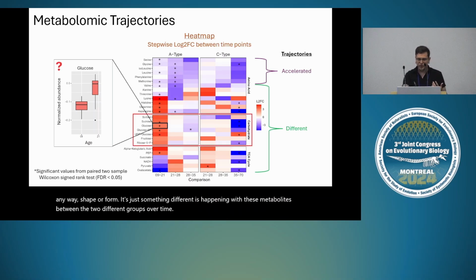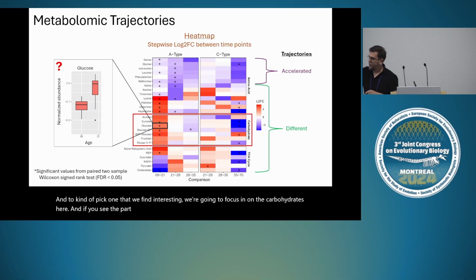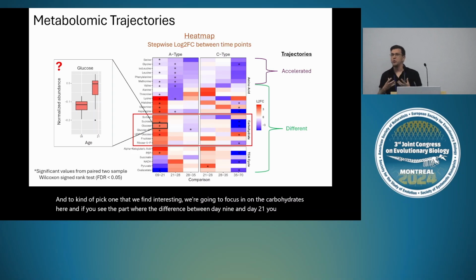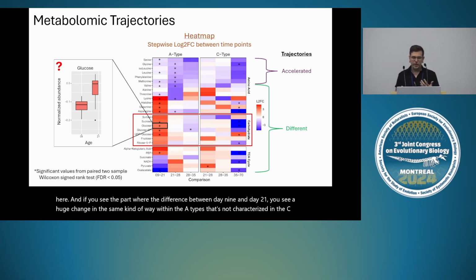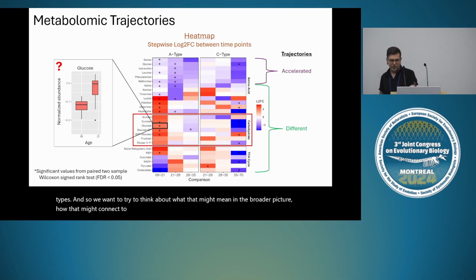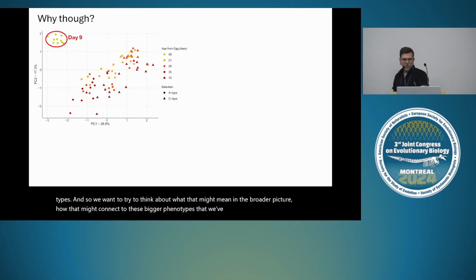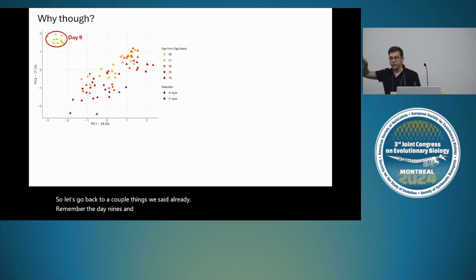To pick one that we find interesting, we're going to focus on the carbohydrates here. At that difference between day 9 and day 21, we see a huge change within the A types that's not characterized in the C types. We want to think about what that might mean in the broader picture, and how that might connect to these bigger phenotypes that we've seen. So to go back to a couple things we said already, remember the day 9s in the A's were really, really different, right? They have a very different metabolome than everybody else.